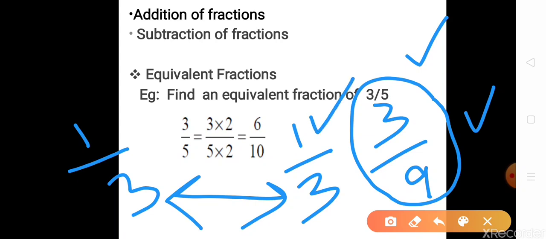And this indicates that both of the fractions, although they have different numerators and denominators, are representing the same proportion or same value of one whole or complete unit. Alright, and that's why these two are equivalent fractions.